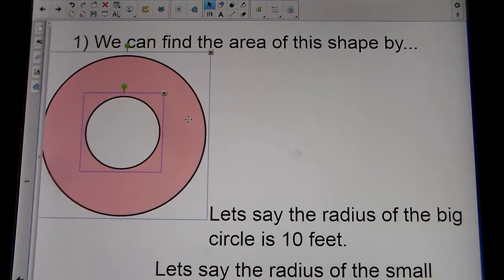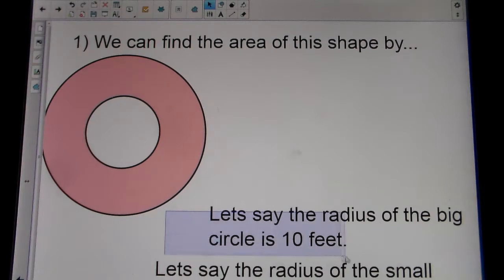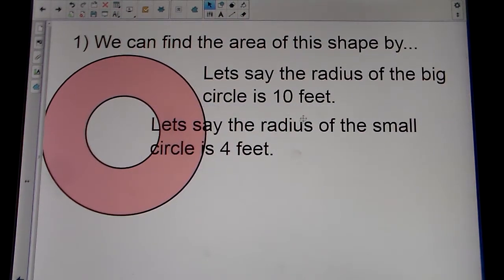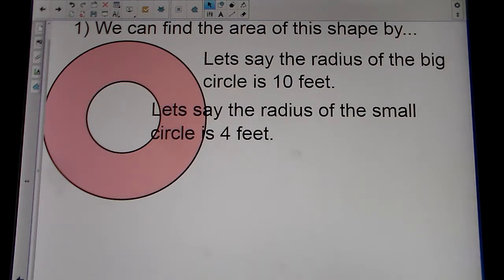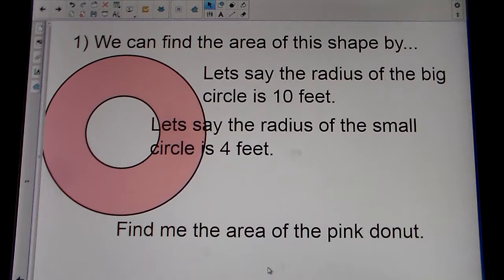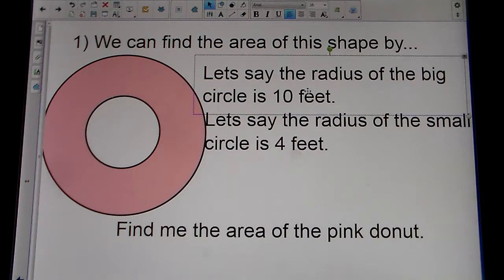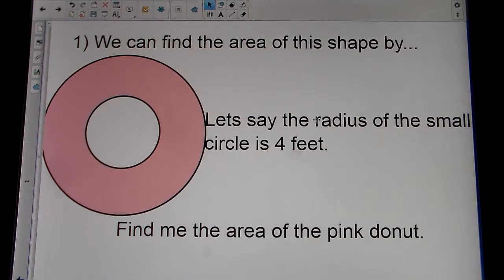Let's do this step by step. Let's say the radius of the big circle is 10 feet, and the radius of the small circle is 4 feet. Our goal is to find the area of the pink donut. So what we would do, we will first find the area, given the 10 feet.